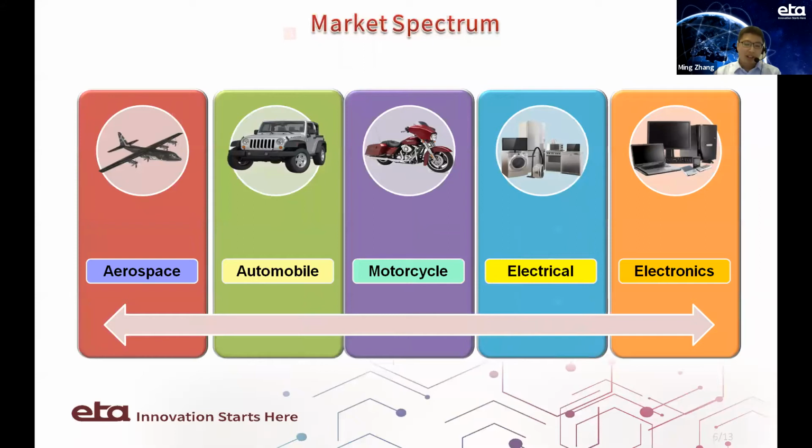The market spectrum of Dynaform ranges from aerospace, automotive, motorcycle, electrical, and consumer electronics industries. Basically, any industry that involves sheet metal stamping is a potential target for Dynaform.